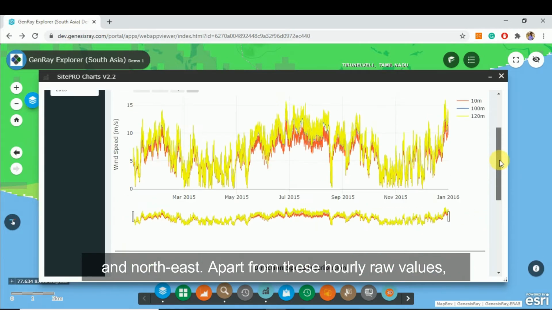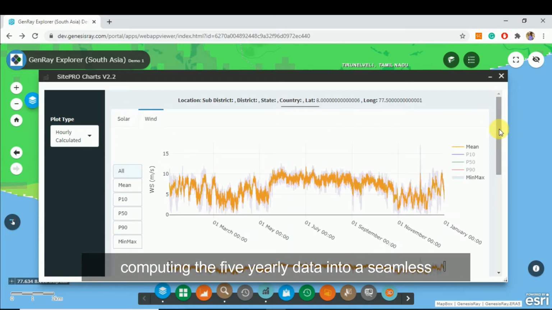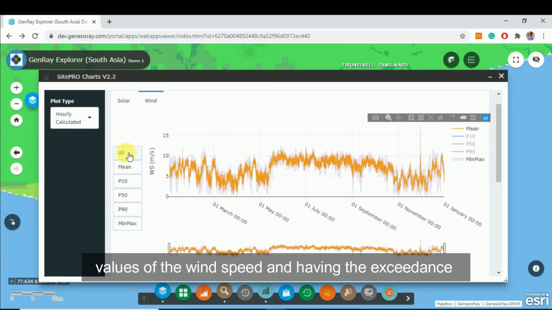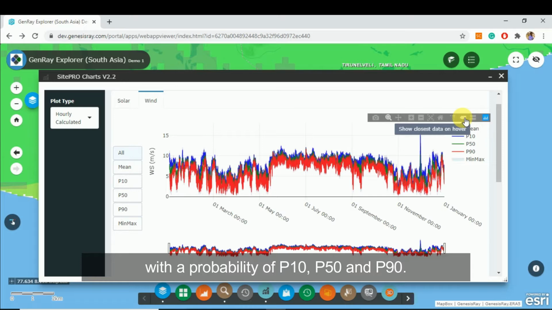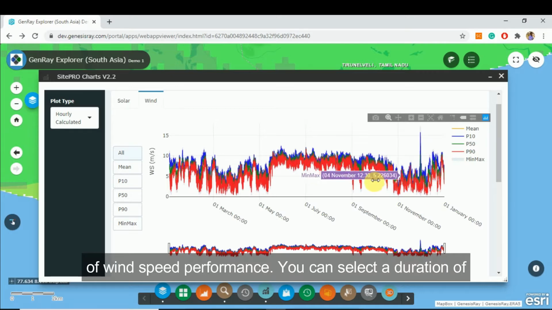Apart from these hourly raw values, we also have a typical meteorological year hourly data, computing the 5-yearly data into a seamless 1-year window. The chart generated displays the mean values of the wind speed, and having the exceedance probability computed, you can have a visual of wind speed with the probability of P10, P50 and P90. This helps you obtain critical information on the kinds of wind speed performance.